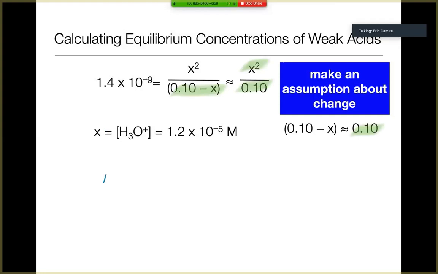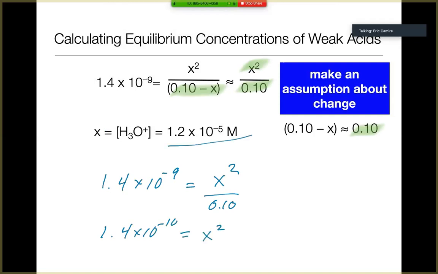Look how much easier this is. Instead of doing the quadratic equation, it basically becomes a simple algebra problem. Multiply both sides by 0.1, take the square root, and then you find out that X is going to be equal to 1.2 times 10 to the negative fifth.